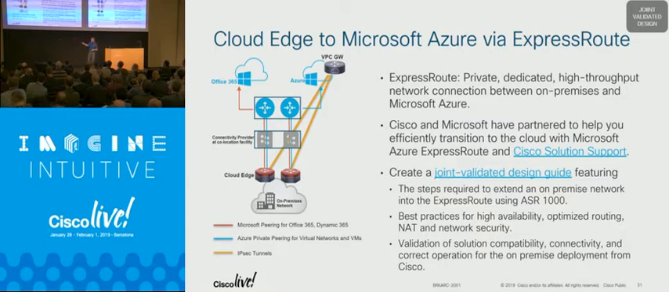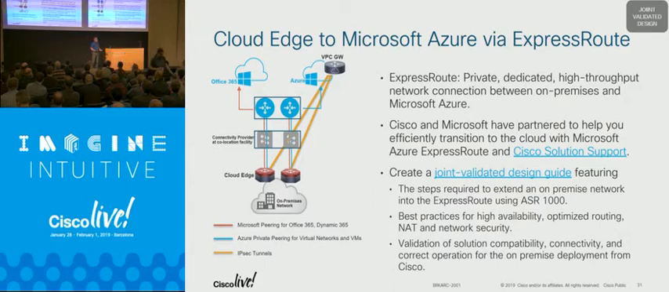So this is the use case of connecting your on-premises network to your Microsoft Azure cloud using ExpressRoute. Are any of you using Microsoft ExpressRoute, or planning to do so? Microsoft ExpressRoute is a dedicated high-speed connection between your on-premises network and Microsoft Azure.